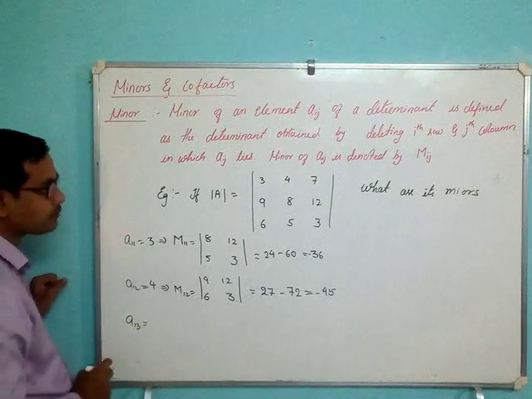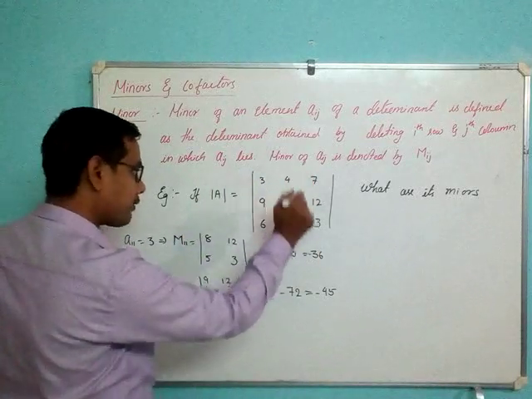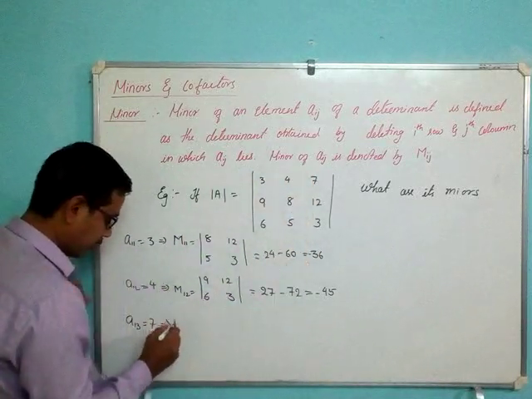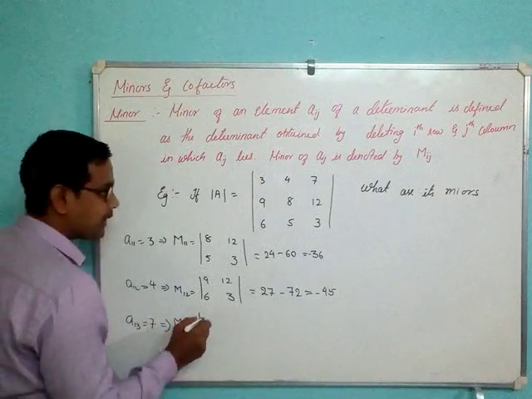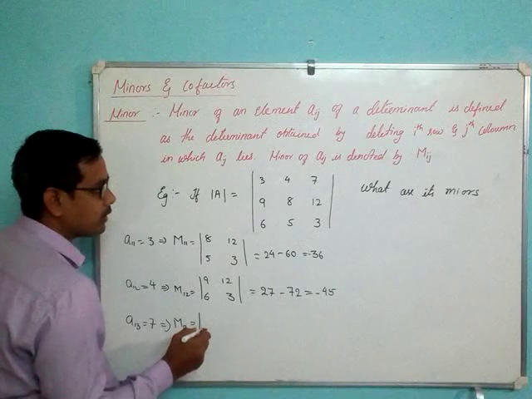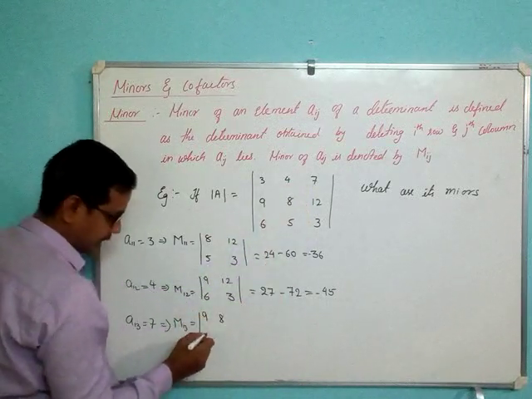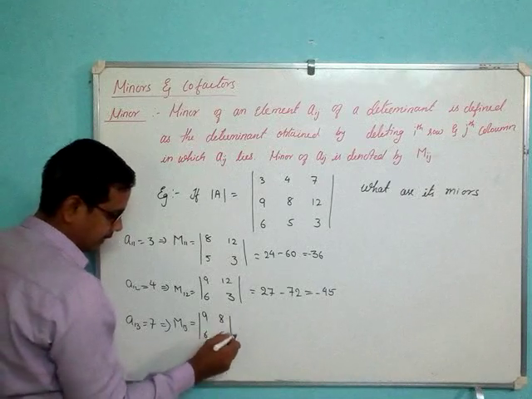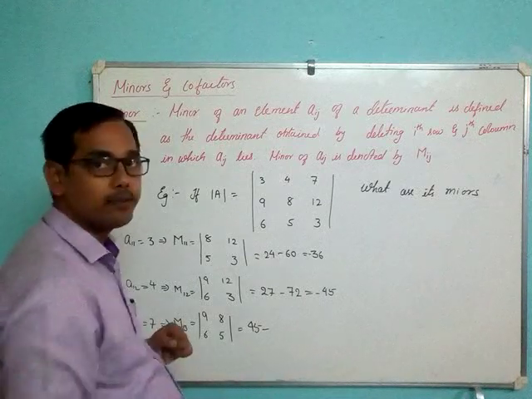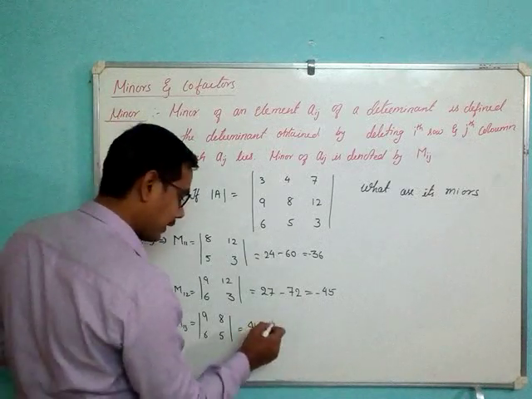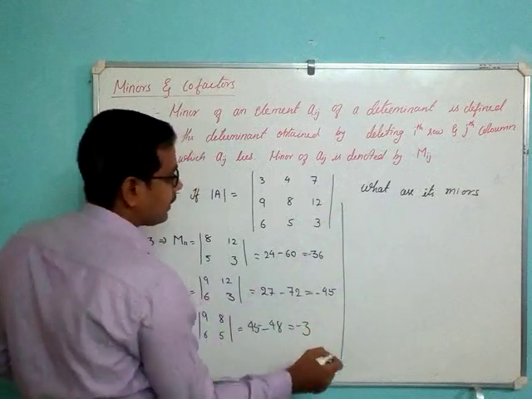A13 is 7, which is there in the first row and third column. Leave that first row and third column. So what will be M13? It is the determinant leaving the first row and third column. If I leave the first row and third column, we get 9, 8, 6, 5. So this is 45 minus 6 into 8 is 48, minus 3. Okay.